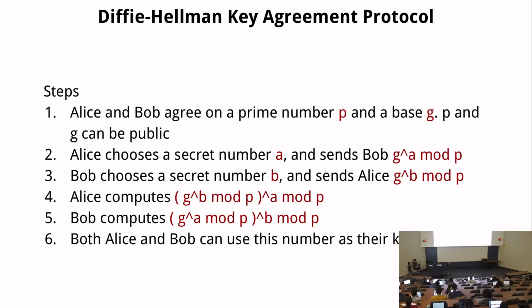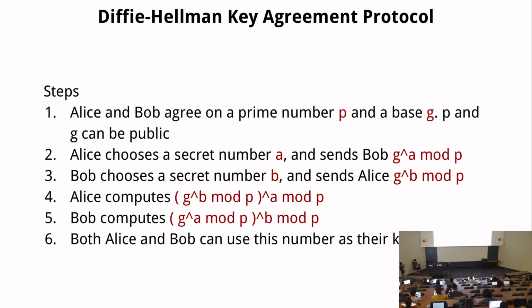Then Alice will send the number she calculated to Bob, and Bob will send the number he calculated to Alice. When Alice gets the number from Bob, what Alice gets is one number, but the number is actually G to the power of B mod P. After that, Alice will use that number, then calculate to the power of A, then mod P again. Bob will do the same thing.